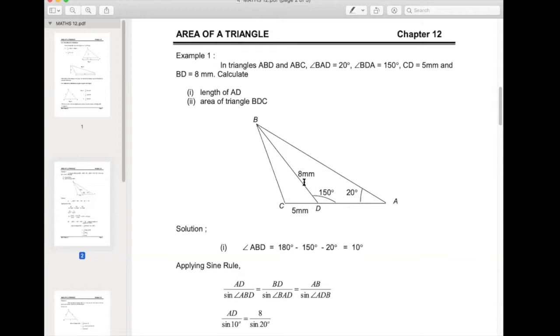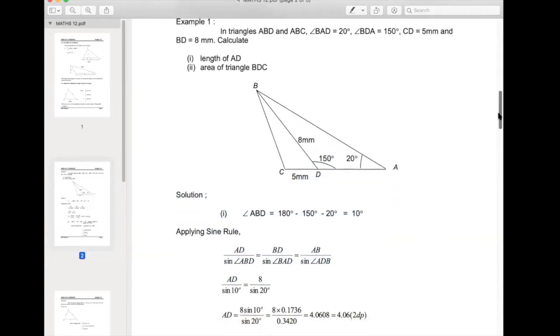We write in all the clues that are given to us, right? C and D is 5 mm, D and B is 8 mm. I want you to make it a practice to make sure that you include all your measurements. Don't finish the whole thing, then after that you tell me the length is 8 meters, right? So make it a practice to put in all the measurements, all the degrees, and then you will not confuse yourself. So for example one, we want to solve for the length of AD.